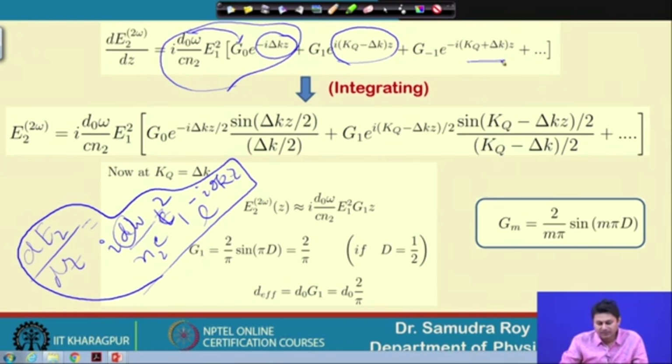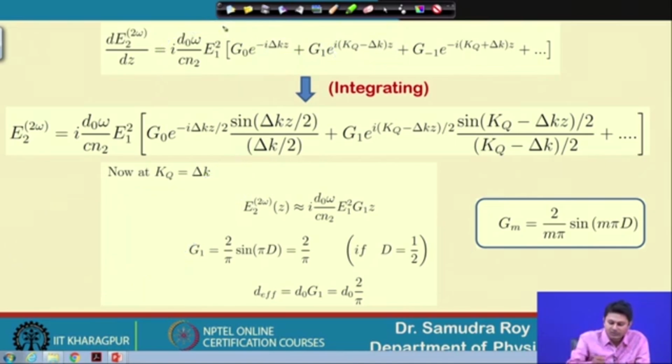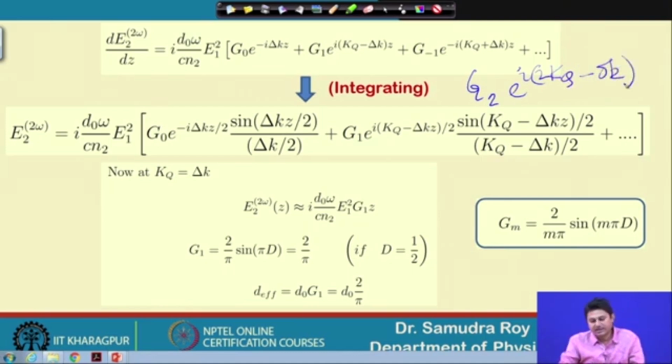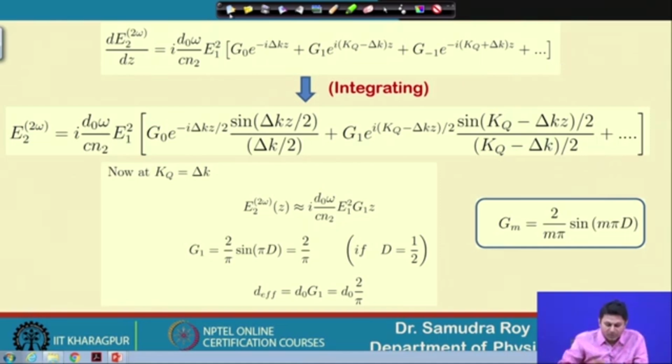In a similar way, if I go on with higher values of m, then the next higher order term is G2, which we have already shown, and here the condition of phase matching is this. So, 2 kq minus delta k equal to 0 is our phase matching. Well, so once we have this expansion, the next thing is to integrate it.